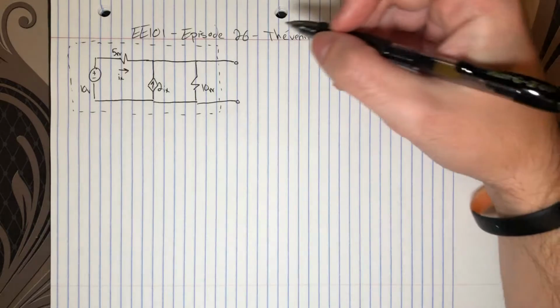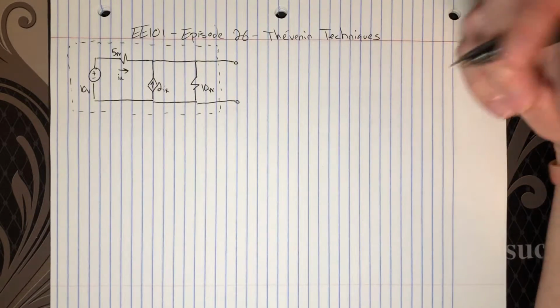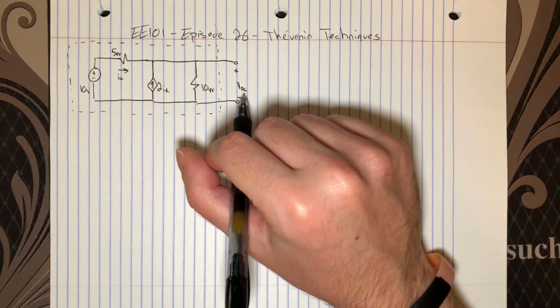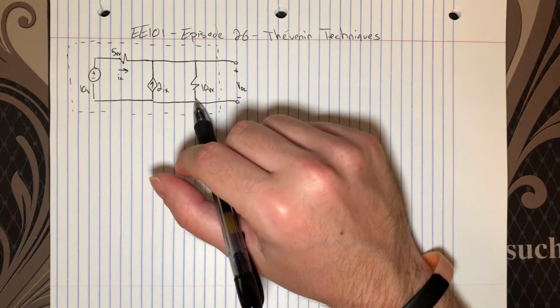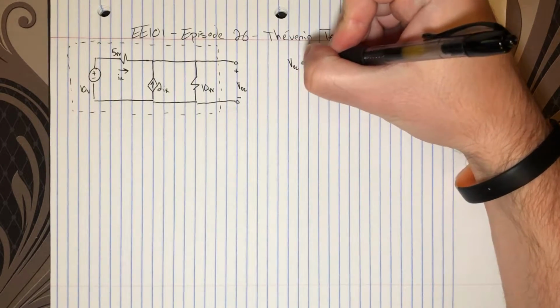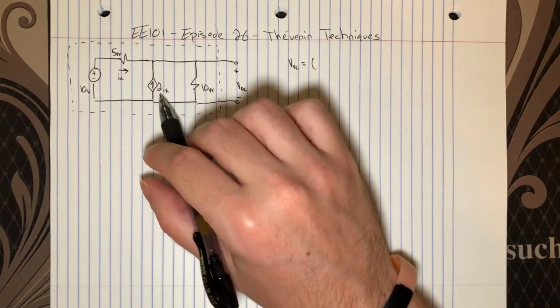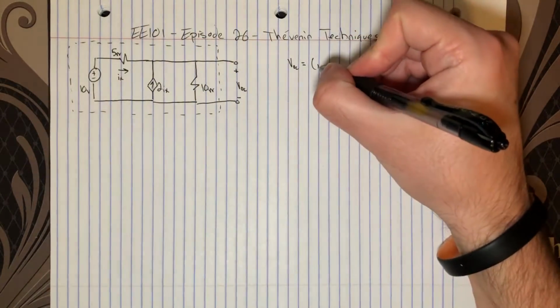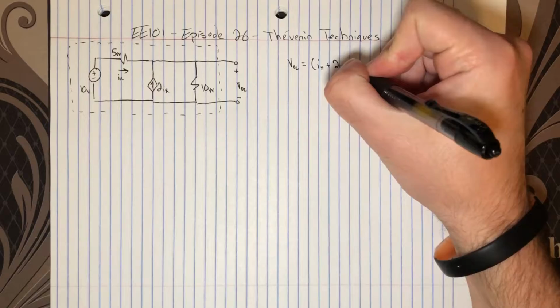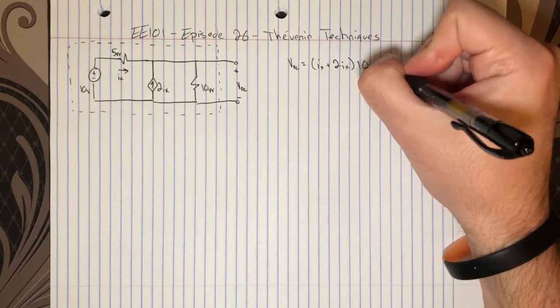So we're going to go ahead and try and find the open circuit voltage and short circuit current. I know that VOC will be related to whatever current flows through this 10 ohm resistor, so I'm just going to say that VOC equals the total current through it, which is the sum of these two currents, IX plus 2IX, times that resistance, so 10 ohms.